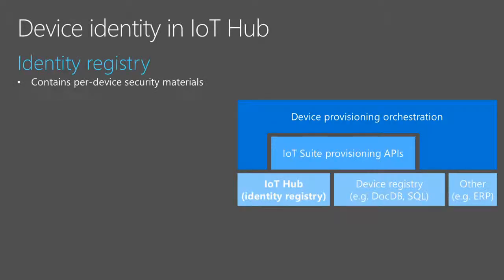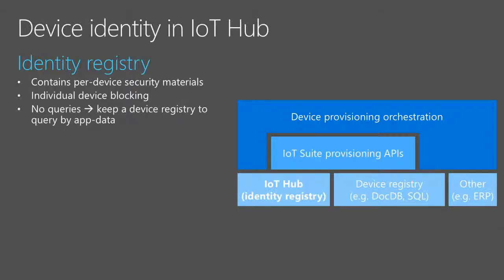So the device identity in IoT Hub is stored in what we call the identity registry, and it contains the per-device security materials, and it contains a state which allows you to disable and enable a device. So at the device level, you're able to control who is allowed to connect and how. The important thing is that this identity registry is used to effectively store security materials and to effectively do this blocking and enable and disable. It doesn't allow generic queries.